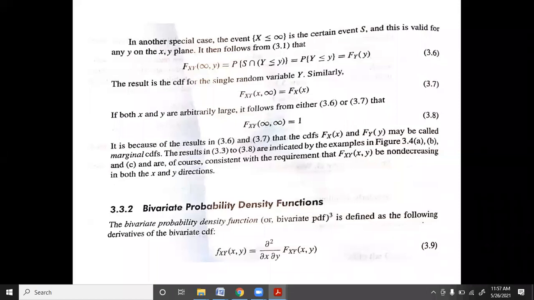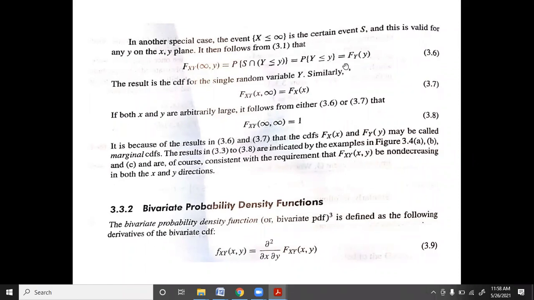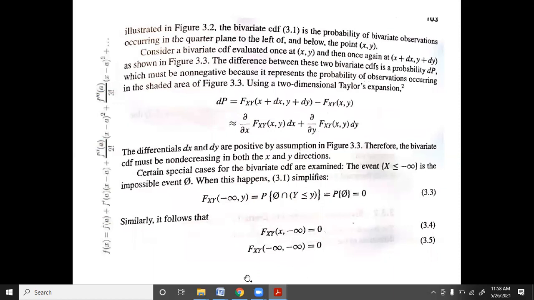If one of the quantities is infinity, only the other variable will come out, and that is known as the marginal CDF. If one of the quantities is less than infinity, and that is a certain event, then the other quantity will take over. If both of them are infinity, then the CDF will be 1. If both of them are minus infinity, the CDF will be equal to 0.